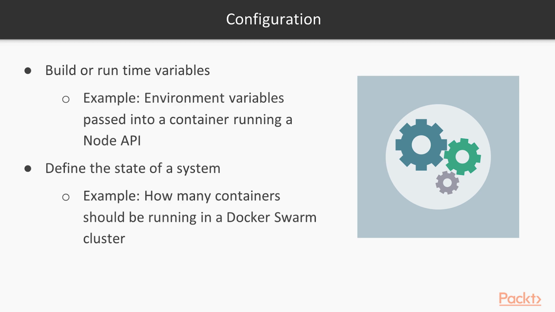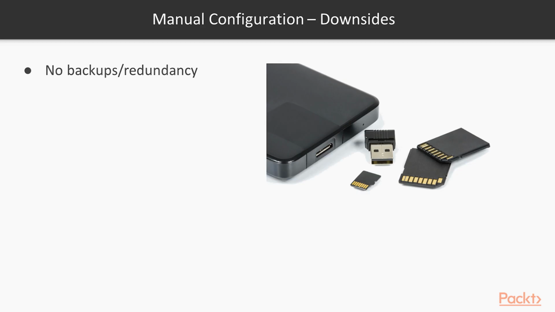Now, many of these things you could set up manually every time they need to be changed. You could manually access your system and make those changes, but this comes with a lot of downsides, which we'll talk about now. The first downside to doing configuration manually is that you don't have backups or redundancy inherently. You could do backups of your configuration manually and set that up, but it's really tedious, it's really difficult, and there's a lot of room to make mistakes.